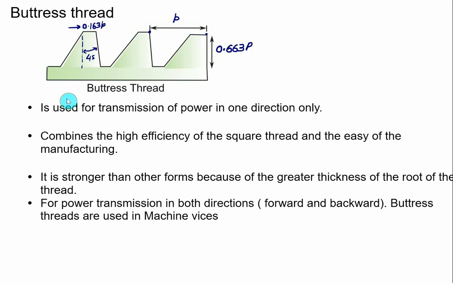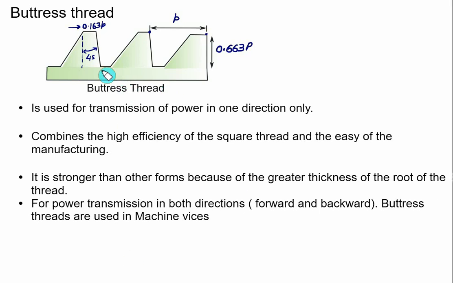So the buttress type of thread is used for transmission of power in one direction only, and the angle is equal to 45. It combines the high efficiency of a square thread and ease of manufacturing. It is stronger than other forms because of the greater thickness of the root. You will find here the thickness at the root is higher as compared to the square thread and the Acme thread.